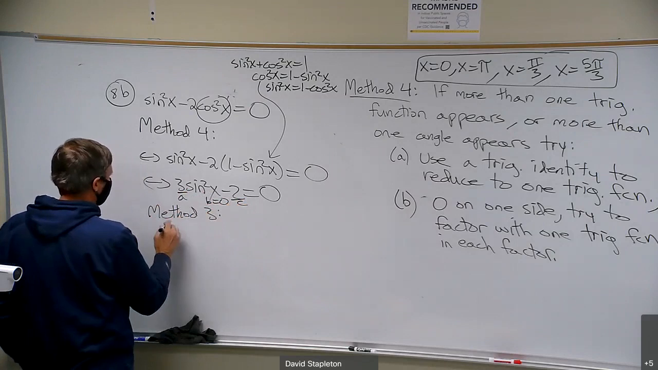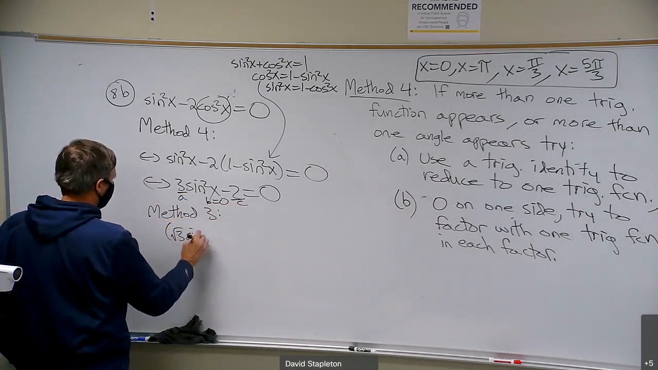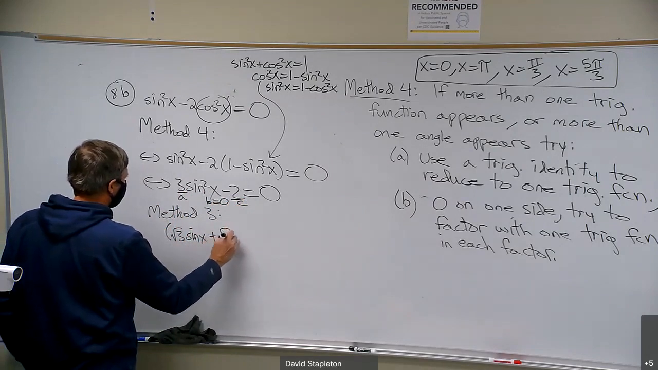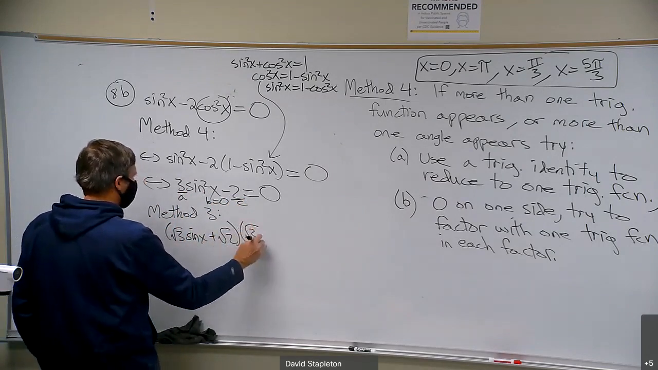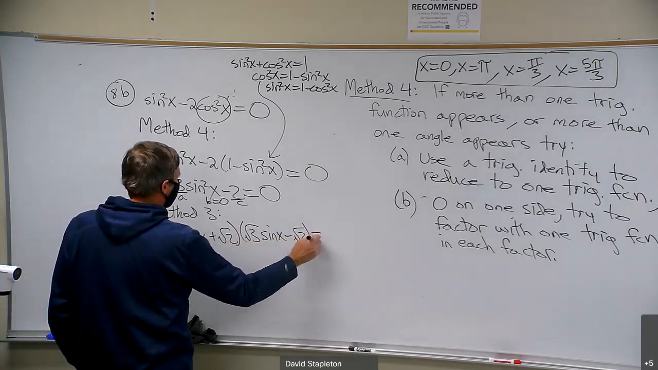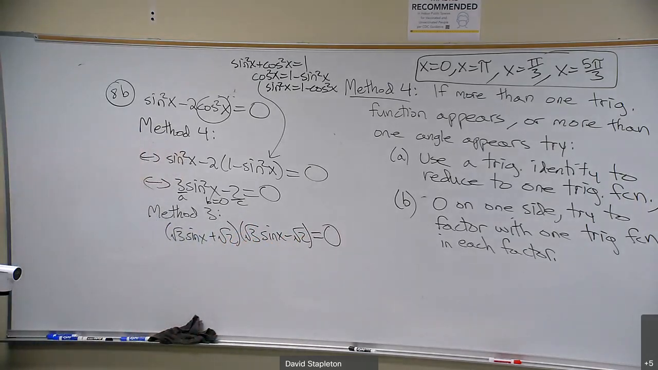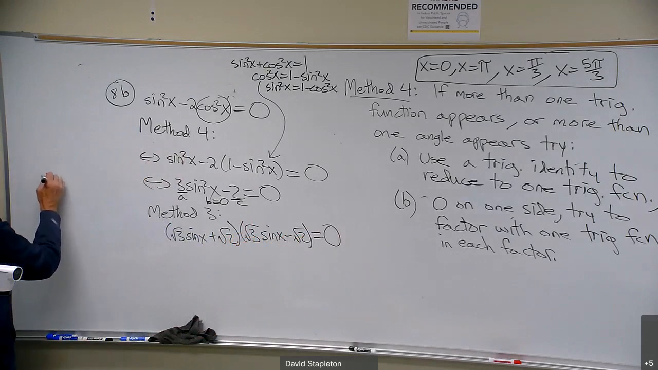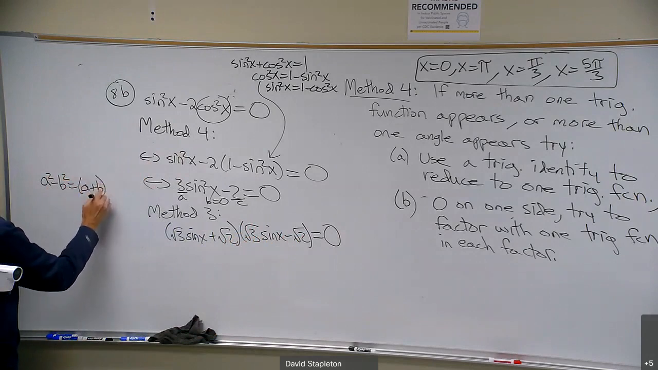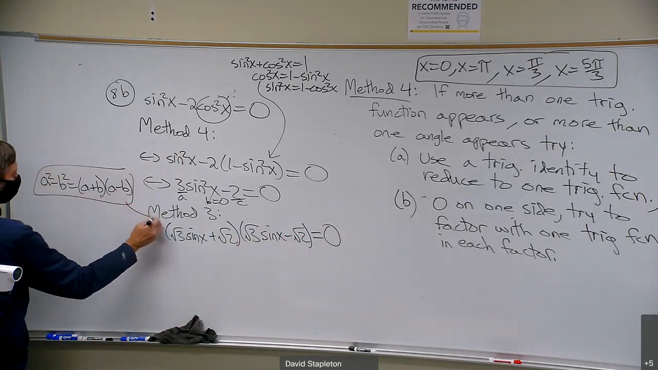So I can actually factor this as follows. I can write it as square root 3 sine x plus square root 2 times square root 3 sine x minus square root 2. Factors like that. That was pretty tricky, huh? It comes out of this formula from algebra that a squared minus b squared factors as a plus b times a minus b. Remember this one? This is a very common factor, a very common formula.